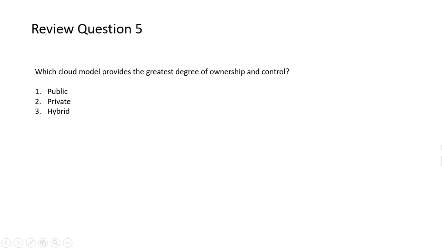It says, which cloud model provides the greatest degree of ownership and control? So the correct answer to this question is private cloud, that is option number 2. Both public and hybrid clouds have an infrastructure that is managed by another party. As such, there is less control over the infrastructure.